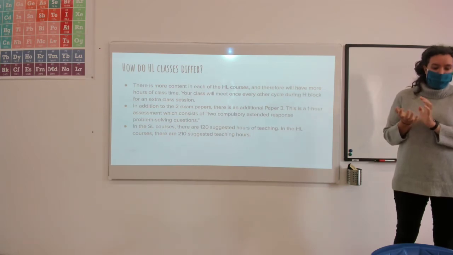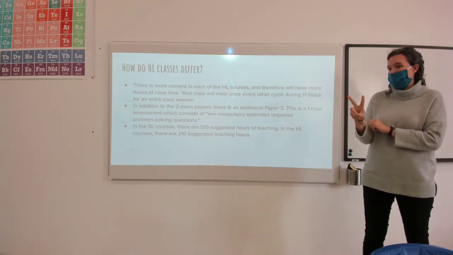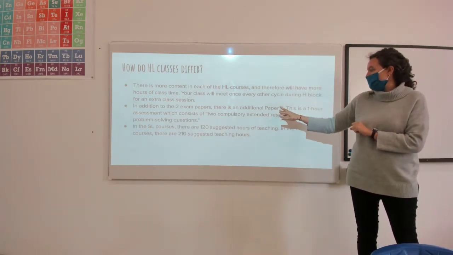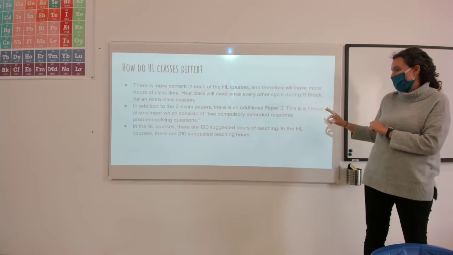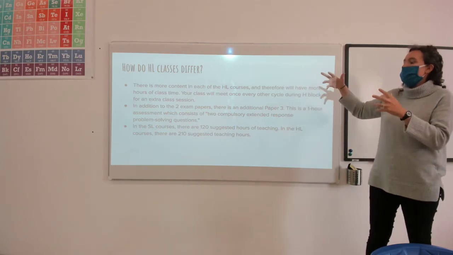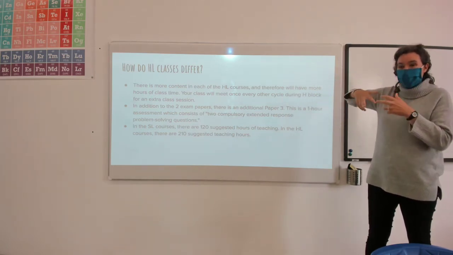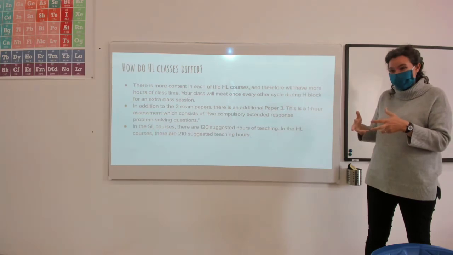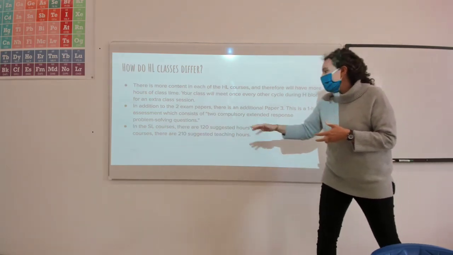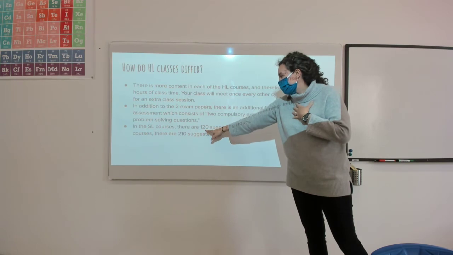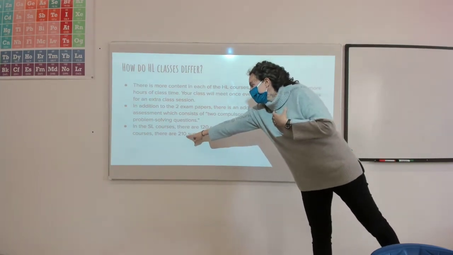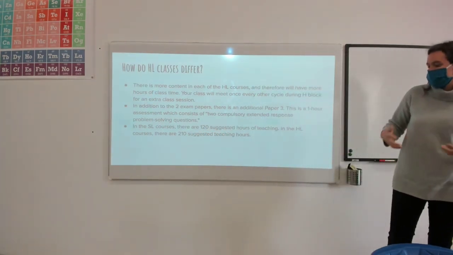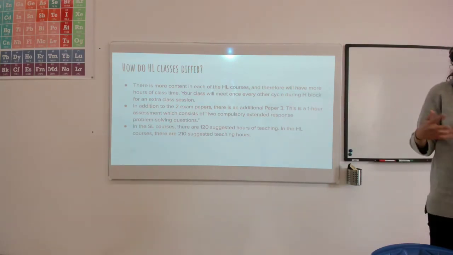This is how HL classes differ. I just kind of mentioned this a little bit. There are 2 papers in AI, but HL has a 3rd paper, and in that 3rd paper, there's no calculator. Of course, just like every other IB class, there's more content in the HL classes. You're doing way more. In the SL classes, it's 120 hours, but in the HL classes, you're doing 210. So it's more content, more hours that you're together.